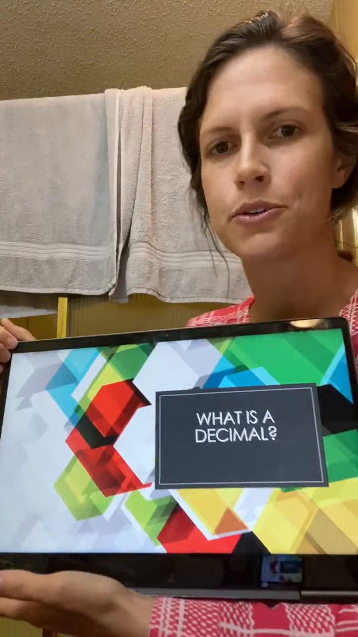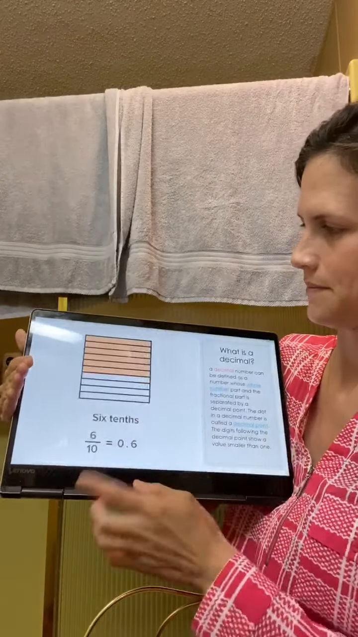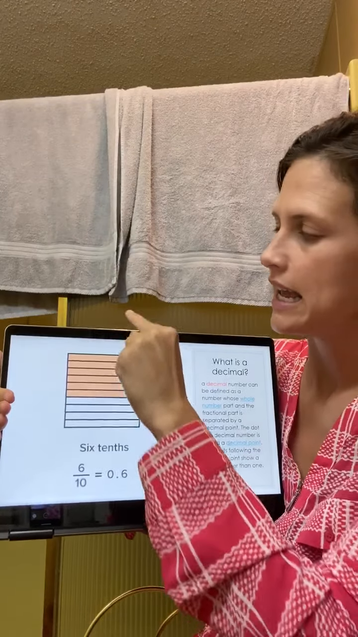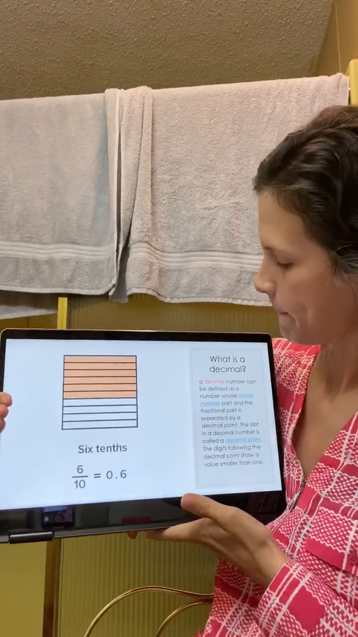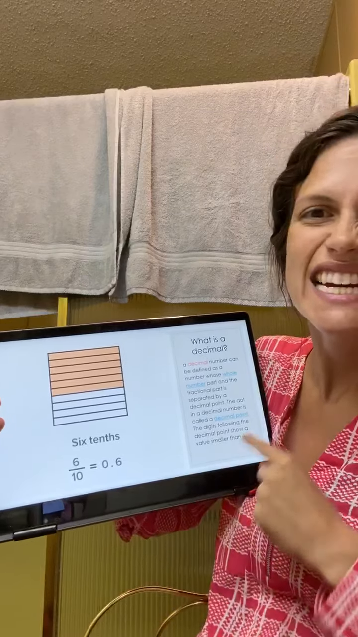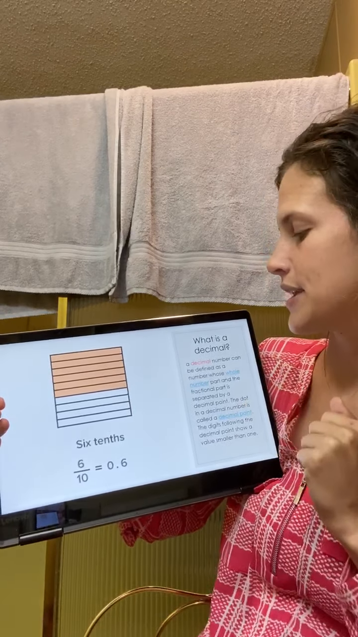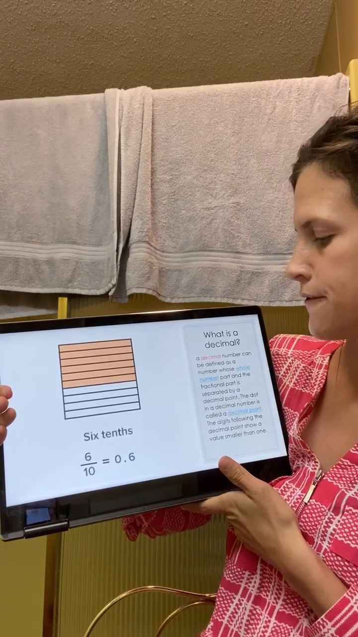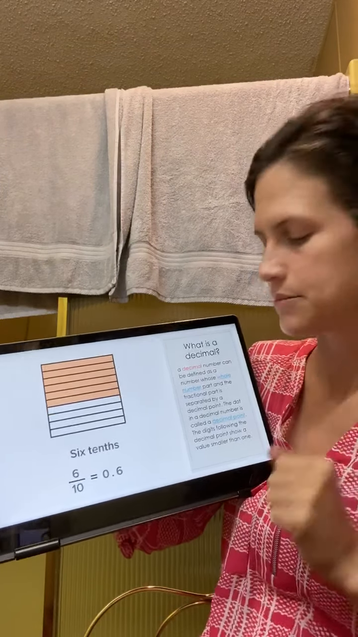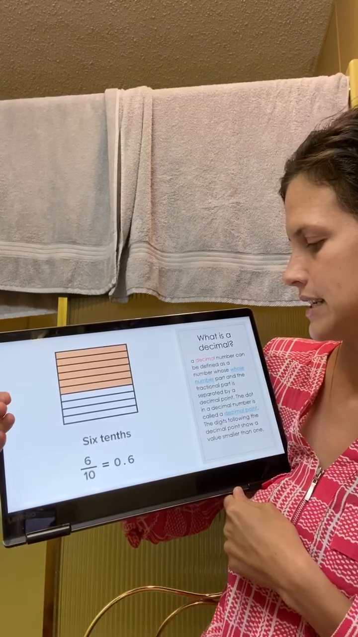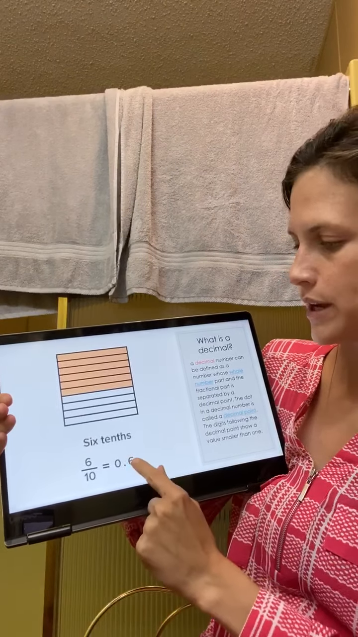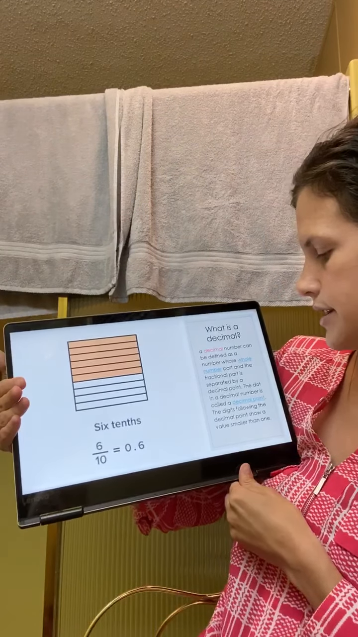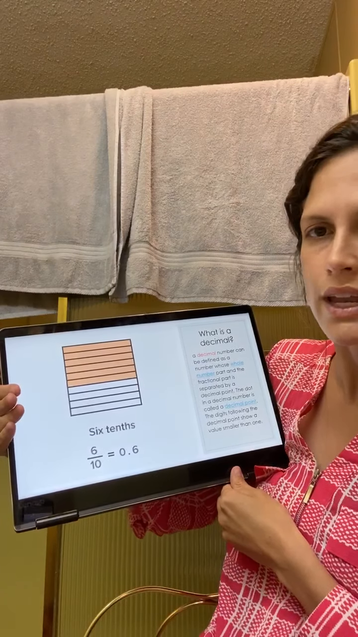What is a decimal? Here is a quick little figure. Now this is going to represent a whole number, okay? What is a decimal? A decimal number can be defined as a number whose whole number part and the fraction part is separated by a decimal point. A decimal point is a dot in between a number. The digits following the decimal point are smaller than the value of one whole.